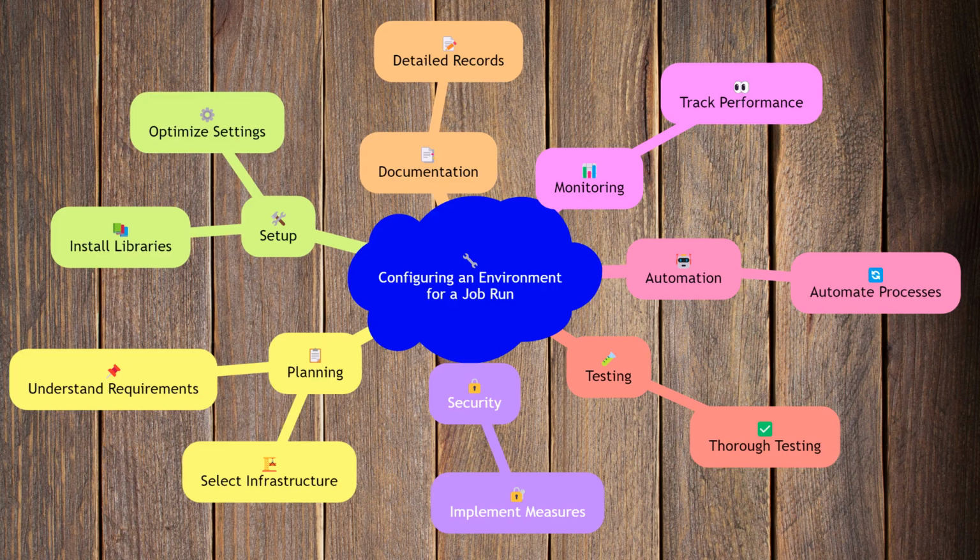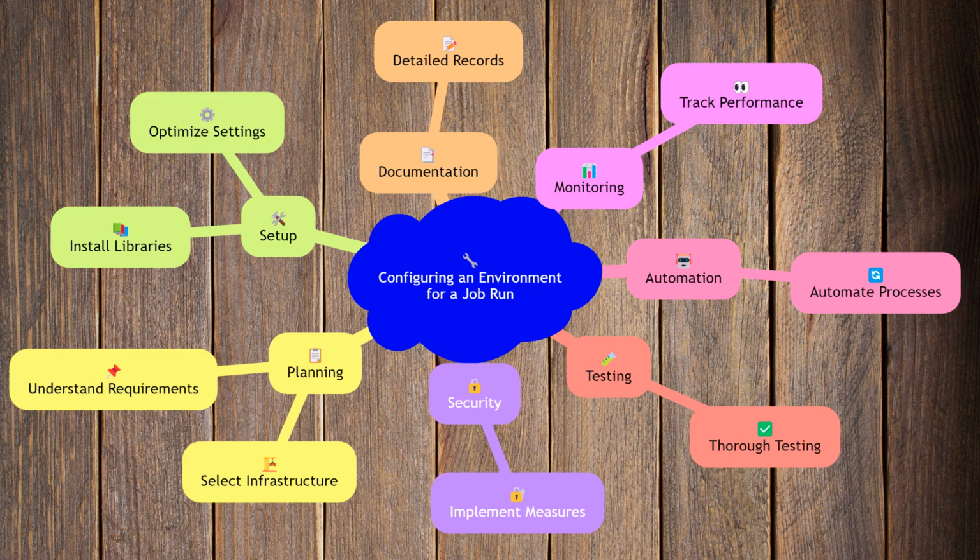Configuring an environment for a job run is a multifaceted process that requires careful planning and execution. By understanding the job's requirements, selecting the right infrastructure, installing necessary libraries, and optimizing settings, you can create an environment that supports efficient and reliable job execution.